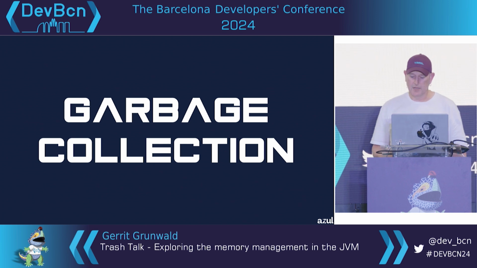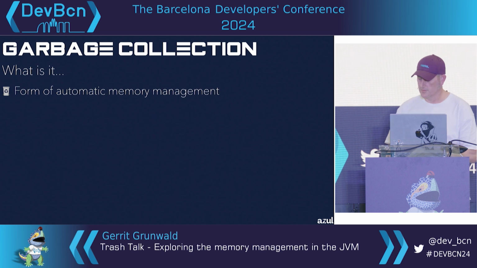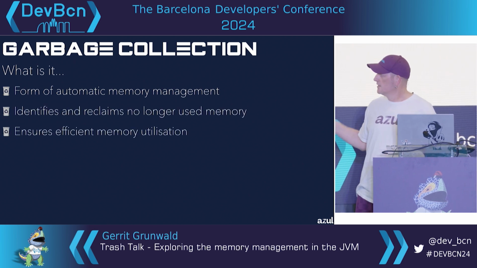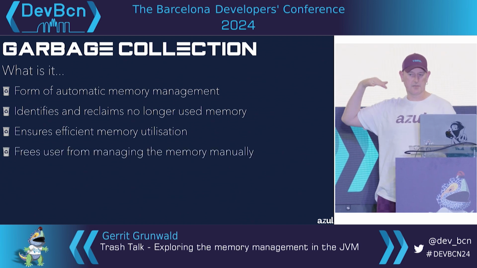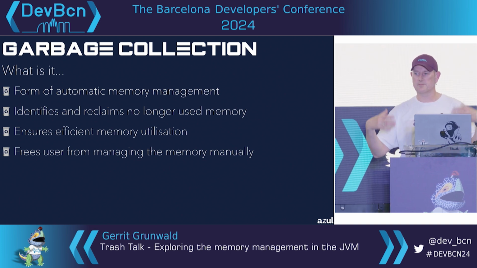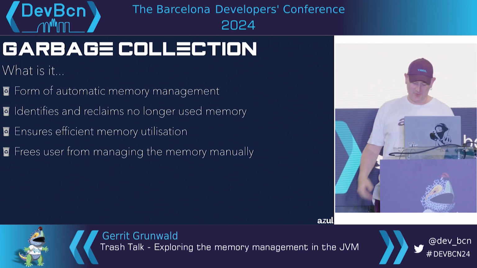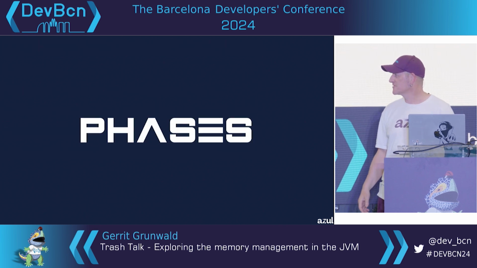That leads me to garbage collection in general, which is a form of automatic memory management. We all know that. It identifies and reclaims no longer used memory, ensures efficient memory utilization, and this is the most important part: it frees the user from managing memory manually. Who has a C++ or C background here? Then you all love the malloc and free stuff, right? It's awesome. So this should take the pain away from you, but still it doesn't come without problems.